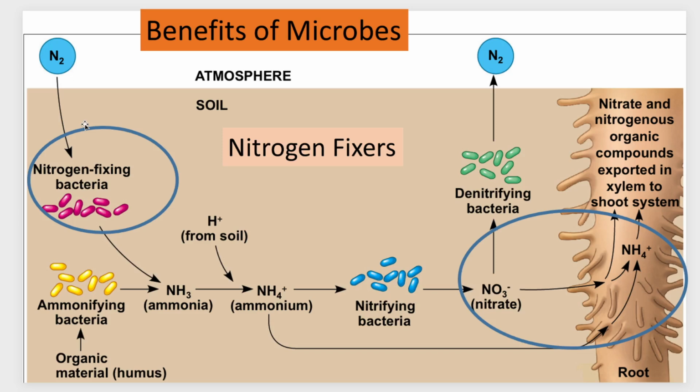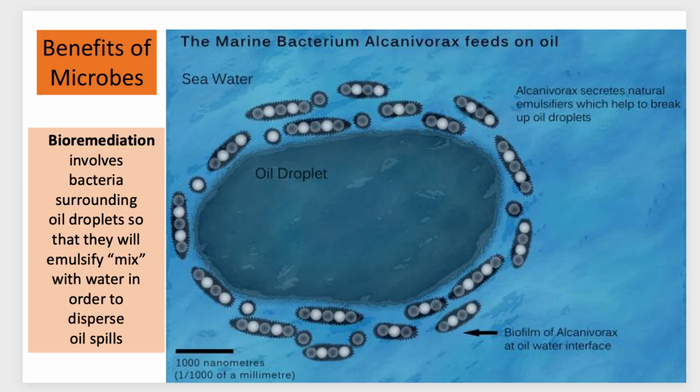So plants can absorb that nitrogen and use it to make DNA. Without that process happening, we wouldn't be able to get the nitrogen we need to build DNA and make new cells, to even be able to go through mitosis. Before that happens, you have to go through S phase, and you need a lot of nitrogen to make all that DNA. Some other benefits would be bioremediation.